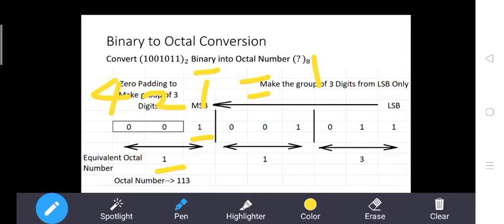So I combine these three terms. My correct octal number is 113, which corresponds to the binary number 1001011.